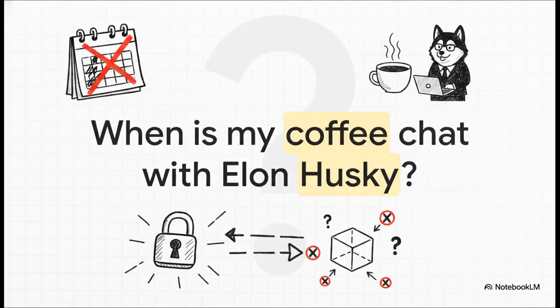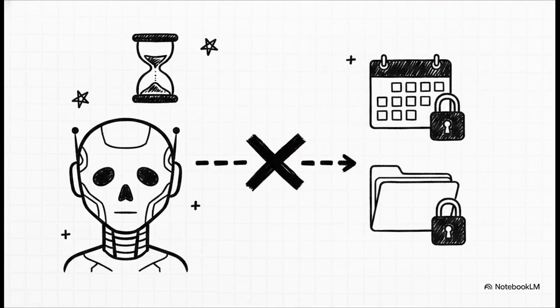But here is where we hit a massive wall. Imagine you ask your favorite AI chatbot a highly personal question. Something like, hey, when is my coffee chat with Elon Husky? It is going to fail instantly. Why? Well, because it just doesn't have access to your private calendar data to know when that meeting actually takes place. That failure perfectly highlights the core limitations of basic LLMs.